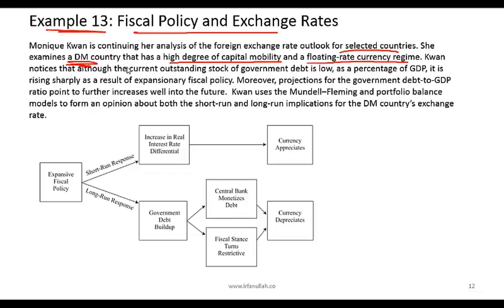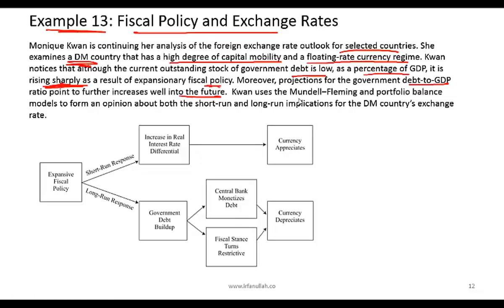Kwan notices that although the current outstanding stock of government debt is low as a percentage of GDP, it is rising sharply as a result of expansionary fiscal policy. So high levels of debt are not a concern right now, but they are becoming a concern very soon. Moreover, projections for the government debt to GDP ratio point to further increases well into the future. Further increase in what? In the level of debt relative to GDP.